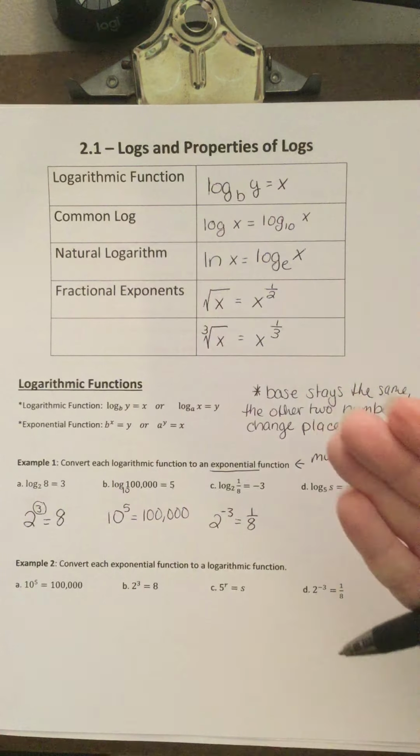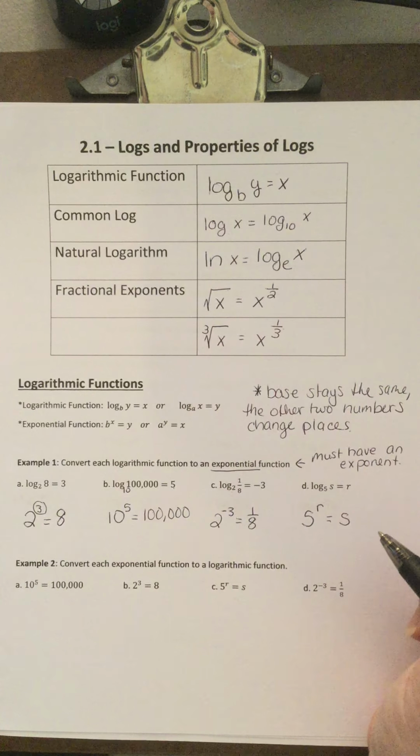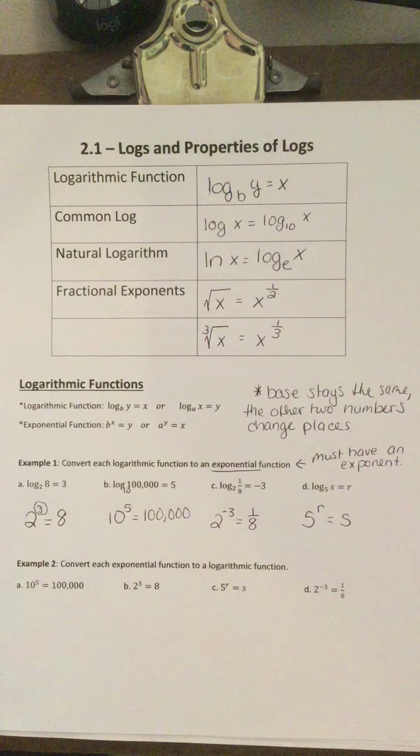Last one over here, your base stays the same, so it's 5, and the other two things change places. So r is going to become my exponent, s goes after the equal sign. Now, we don't know for sure if that's the correct answer because both of those are variables, but we've written it correctly. We don't know what those letters stand for.